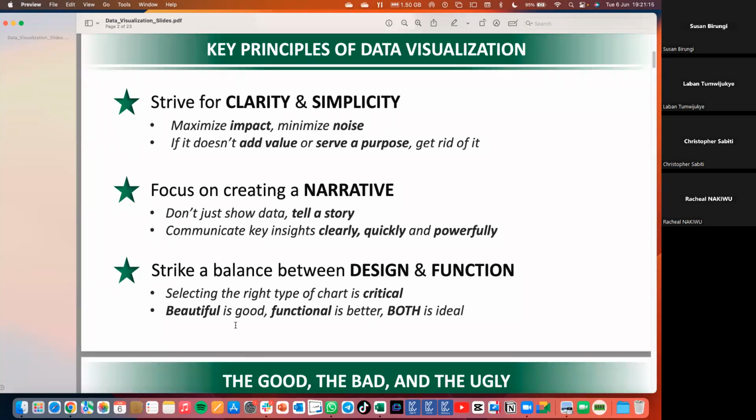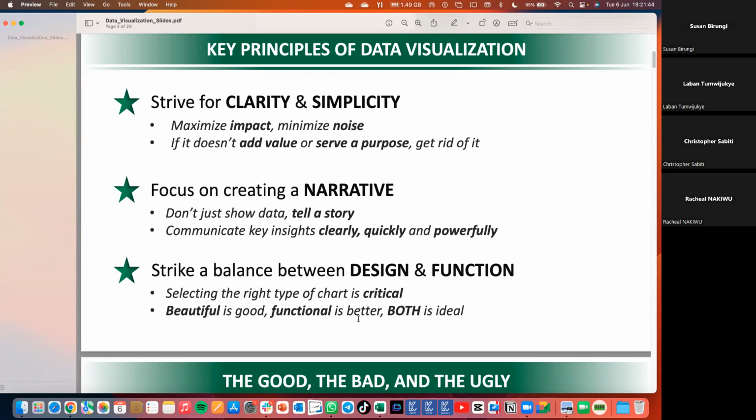Beautiful is good, yes. Functional is better, but both is ideal. That is like a disclaimer. Yes, you need beautiful, but it is good; we are not saying that it is best. Functional is better, but both of them together is the ideal. So let it be beautiful. Beautiful, what do we mean? You should minimize the noise, and you should maximize the impact and the clarity.